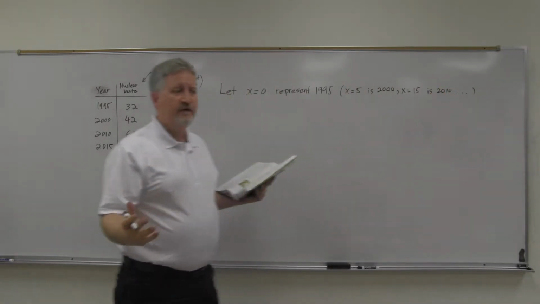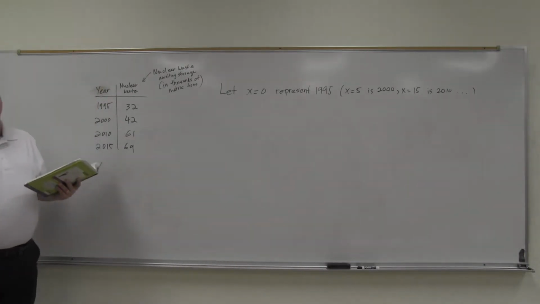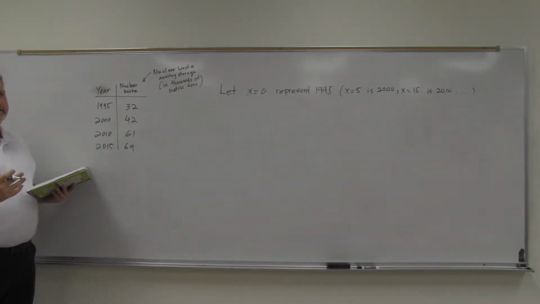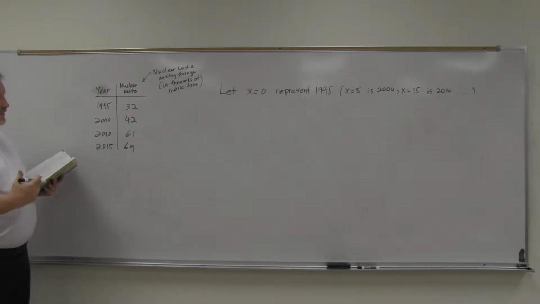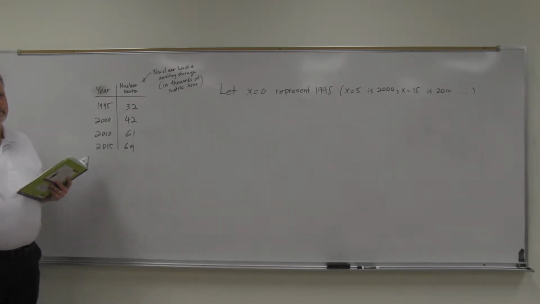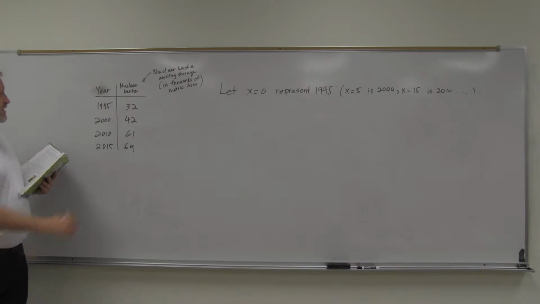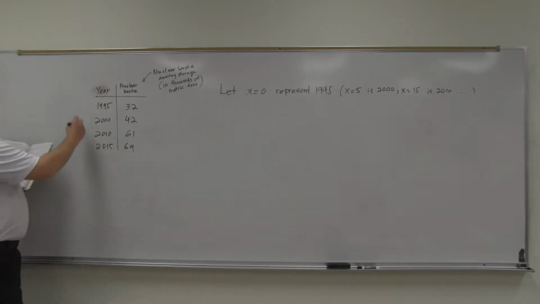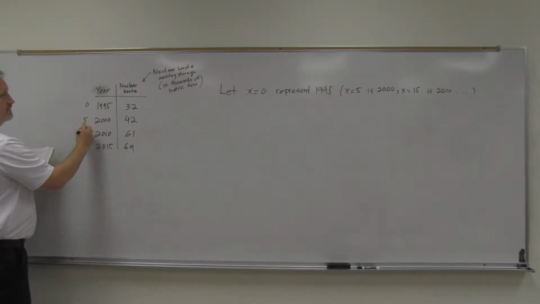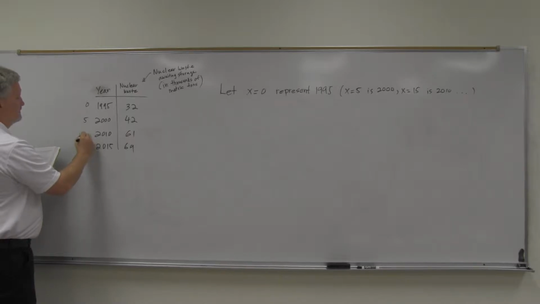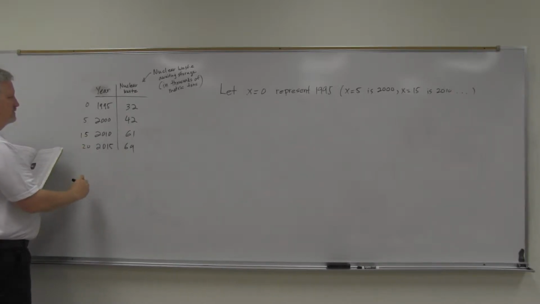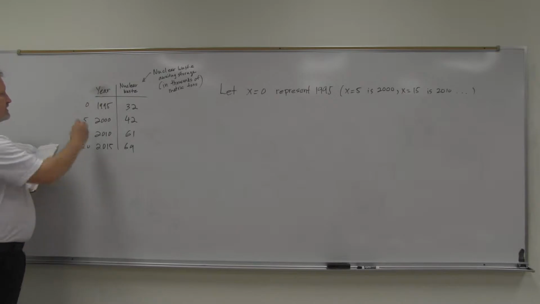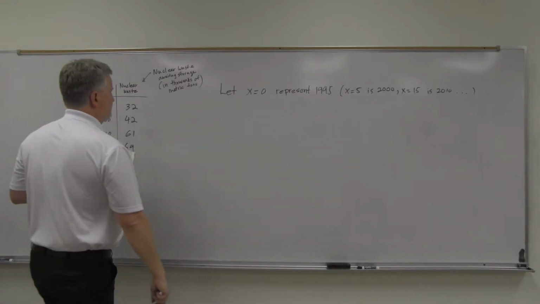All right, with me? What that does is, when we get to the equation, we're going to do an equation here, that'll just make the numbers a little nicer. Instead of having these big numbers for x, we can use the smaller numbers. Okay, so this is 0, this is 5, that would be 15, and that would be 20. We're going to use these for our x's, and these, of course, for our y's.